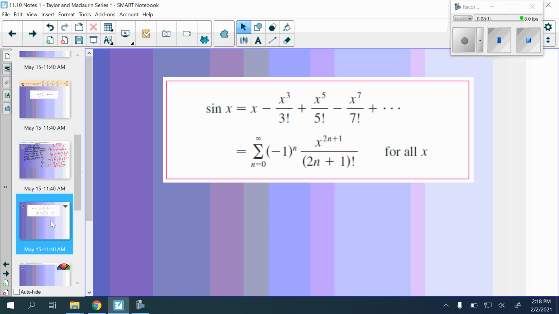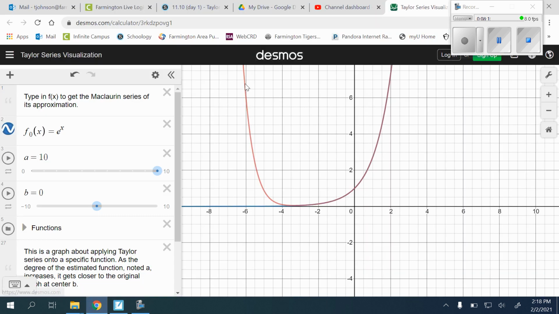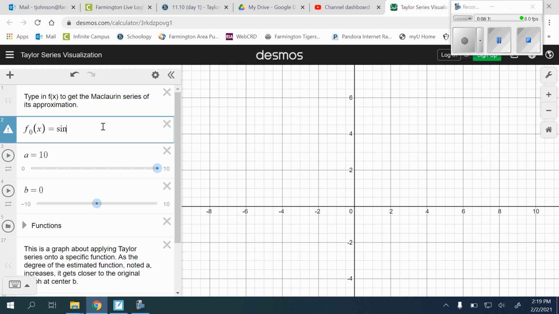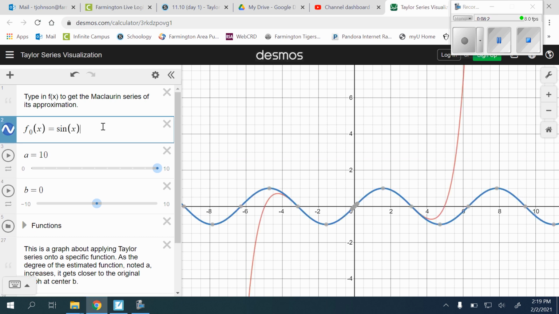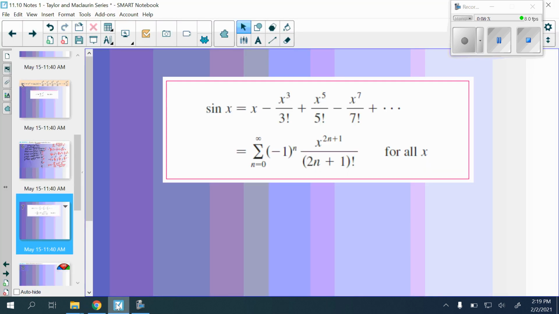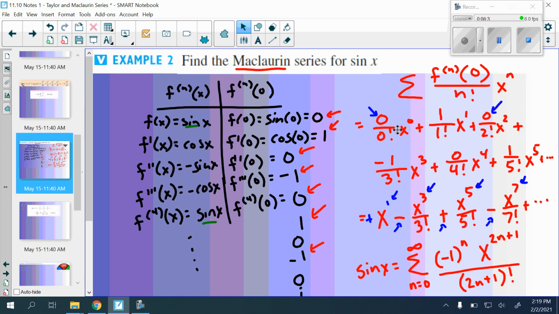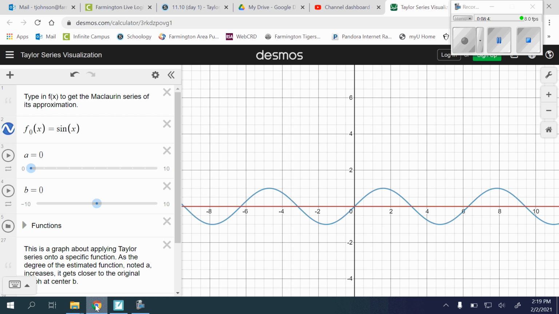Let's take a look at that Desmos one again so you can visually see this. If we go to the Desmos one, let's change this function to sine of x. So there's the graph of sine. You've seen this blue curve before. Let's go through the progressions here. So this is at 0. This would just be the very first term, that 0 that came out to be nothing. So it's just a horizontal line through 0.